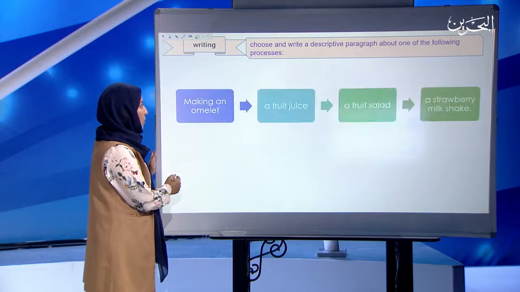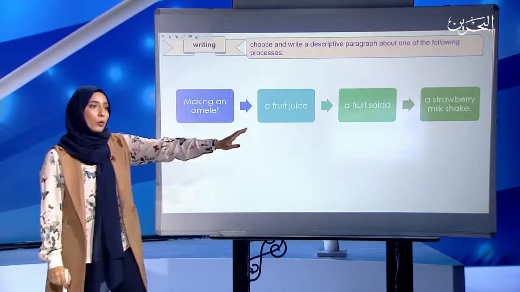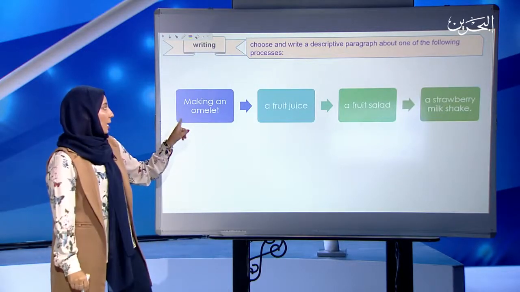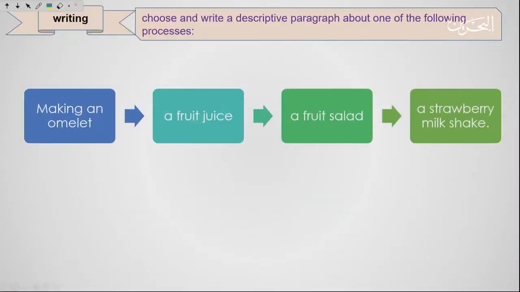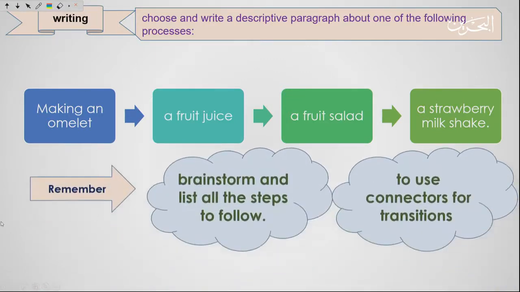Now, what I want you to do is that I'm expecting you to write a descriptive paragraph in a similar way that was just presented. I'll give you a topic and I would like you to select. I'm giving you 4 topics: making an omelette, a fruit juice, a fruit salad, a strawberry milkshake. Choose one of them and tell me how to make it. So tell me the process.